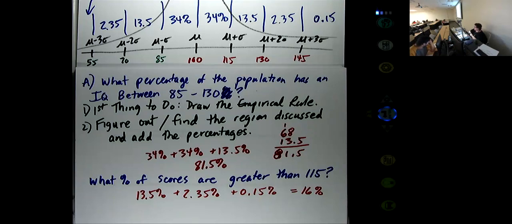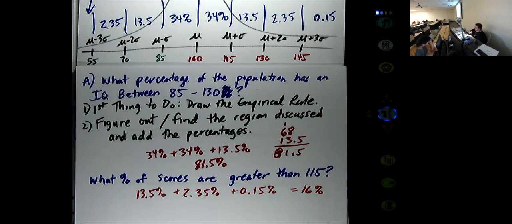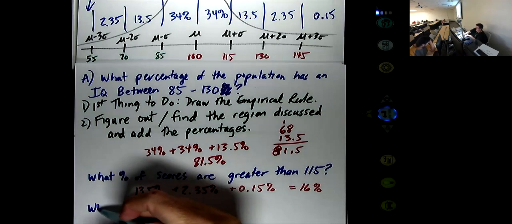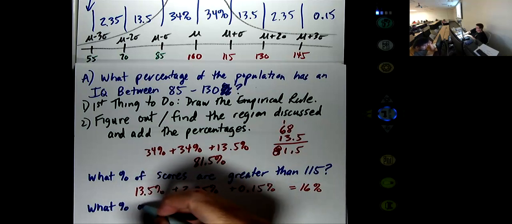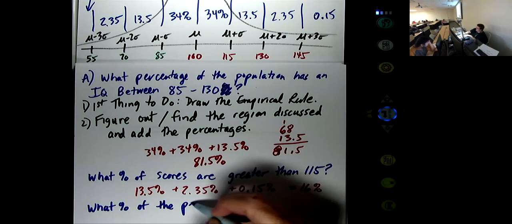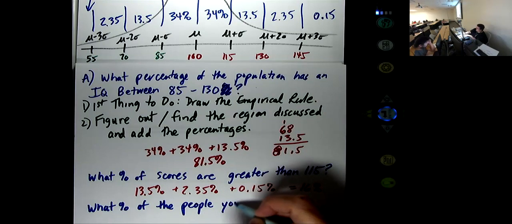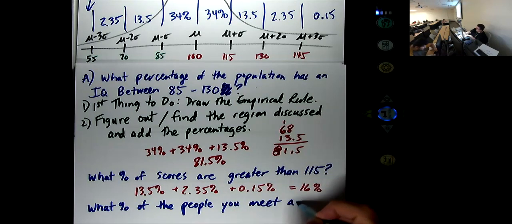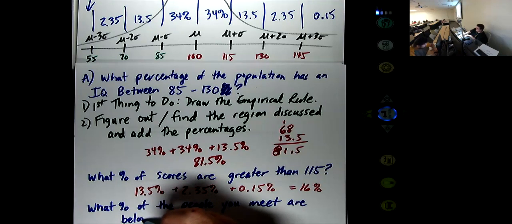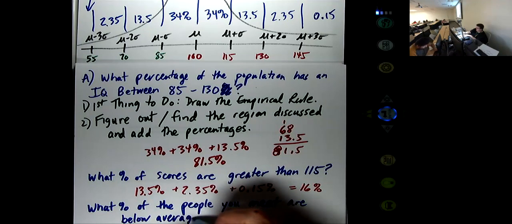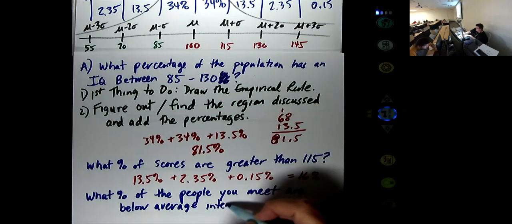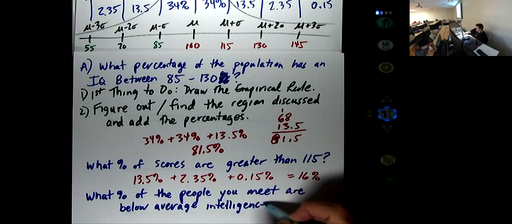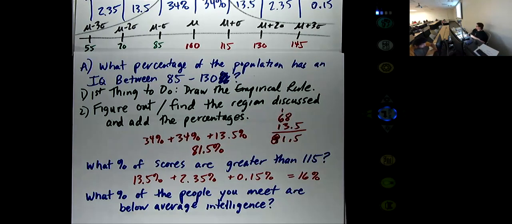And I think one of my favorite stats comments ever. What percentage of the people you meet are below average intelligence? I love this line. I've seen people argue it. No, this isn't true. It's true.